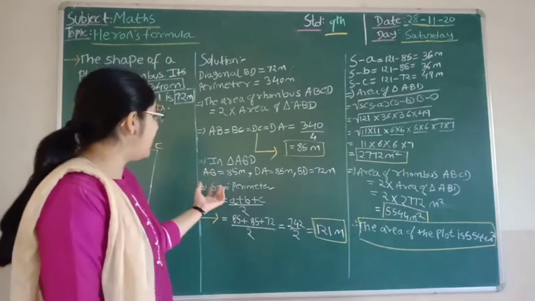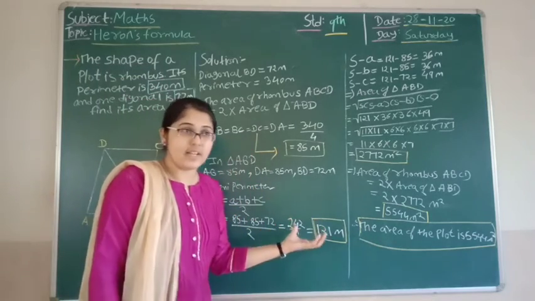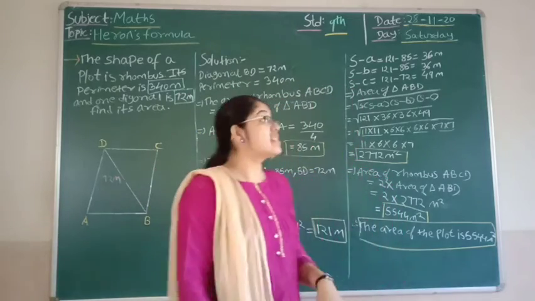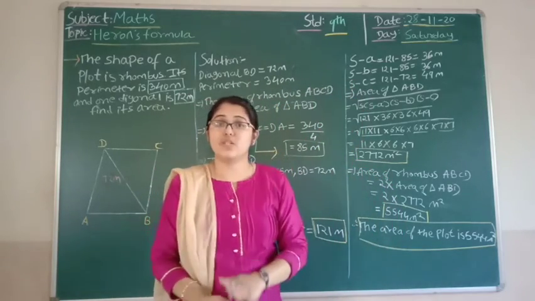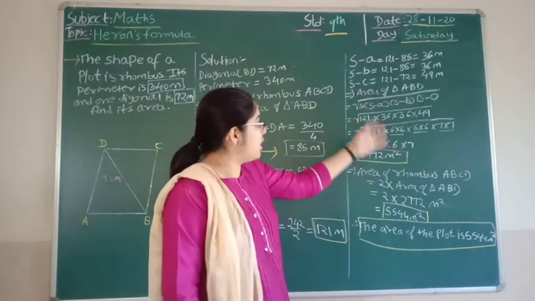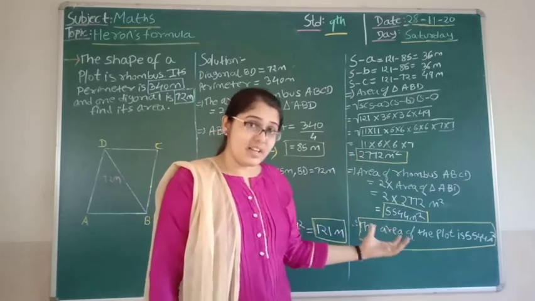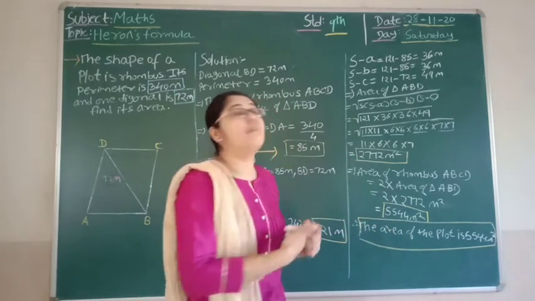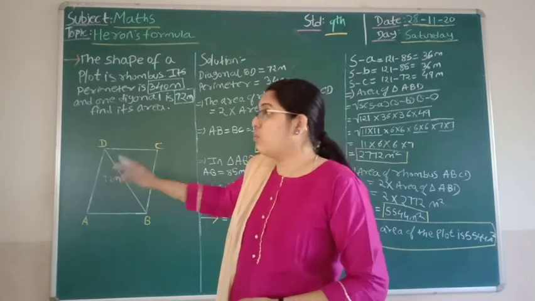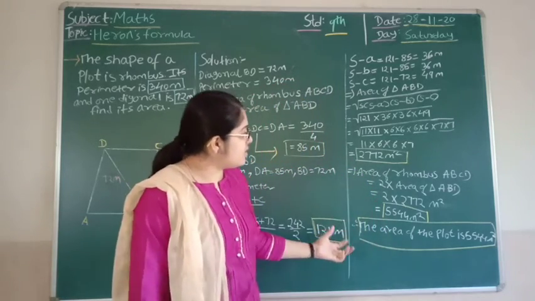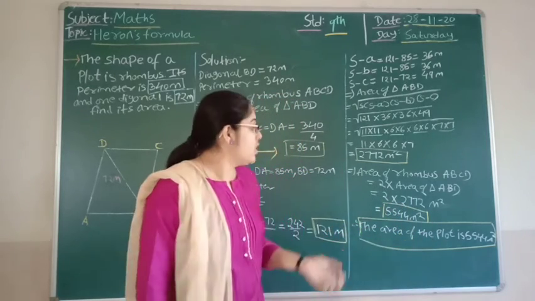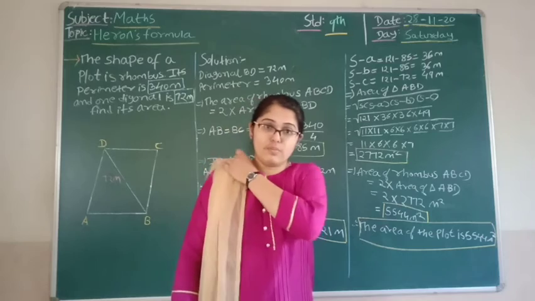Now we are getting the sides. Using the sides, we have found the semi-perimeter, and then S minus A, S minus B, and S minus C. Putting all of these values in Heron's formula, you will get the answer, and multiplying it by 2 because we need to find the area of the rhombus, and both triangles have the same area. That answer is 5544 meter square. So with this, the area of the plot will be 5544 meter square.